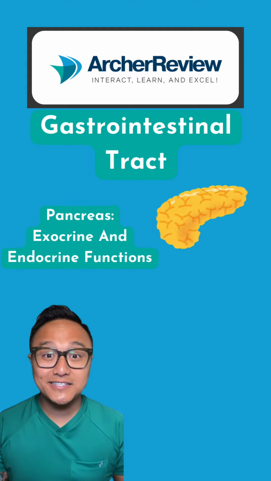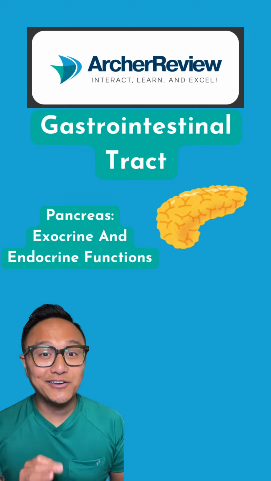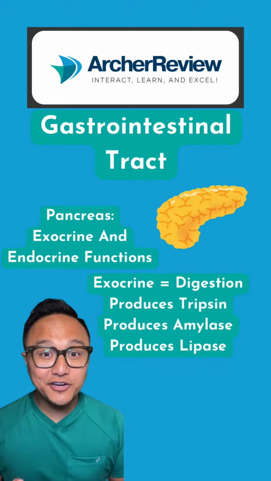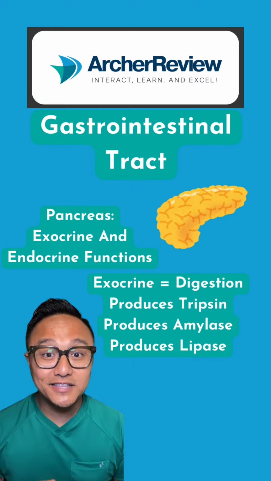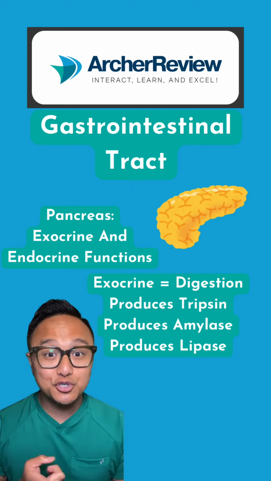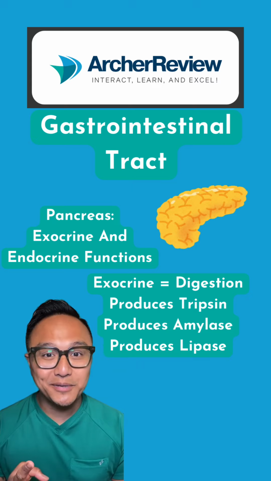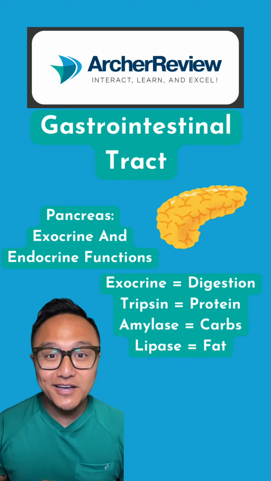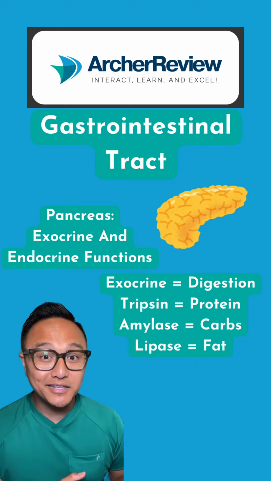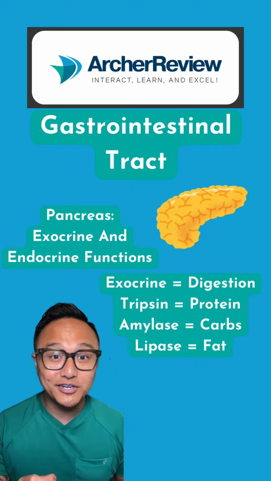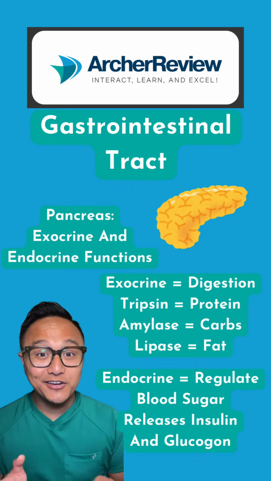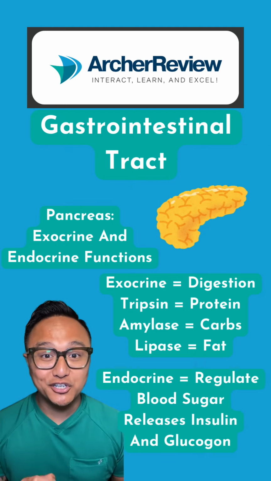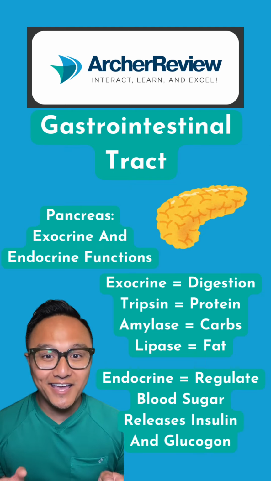The pancreas has exocrine and endocrine functions. The exocrine function is for digestion. It produces and releases the digestive enzymes trypsin, amylase, and lipase. Trypsin breaks down proteins. Amylase breaks down carbohydrates. Lipase breaks down fat. The endocrine function regulates blood sugar. It releases insulin and glucagon.